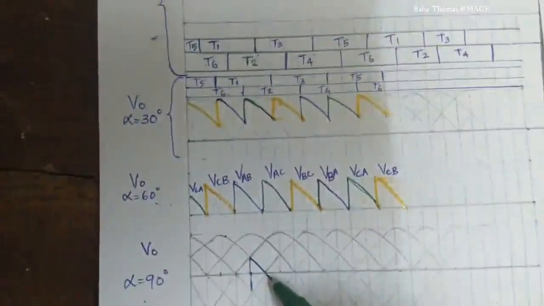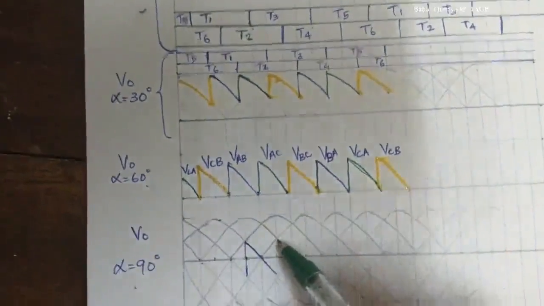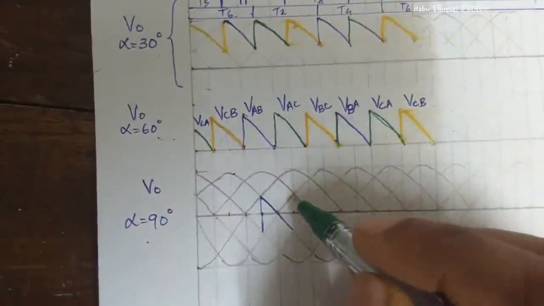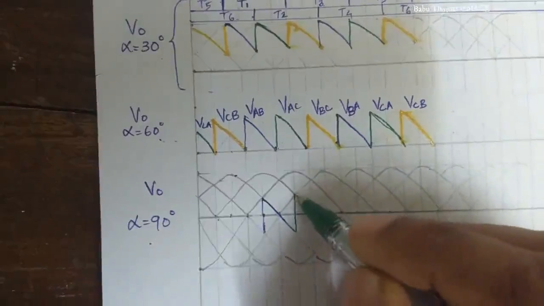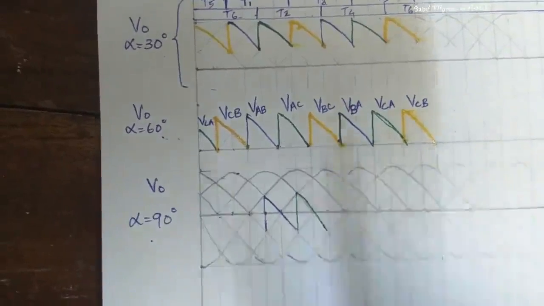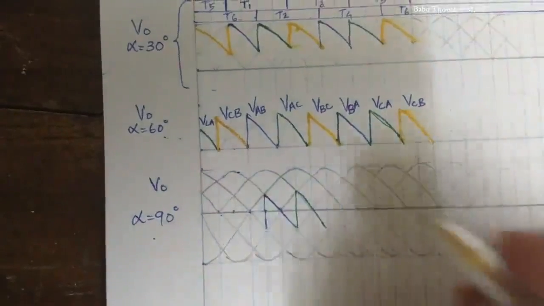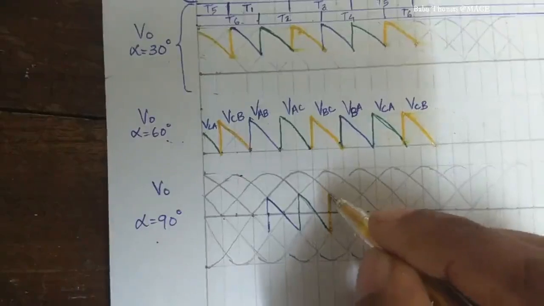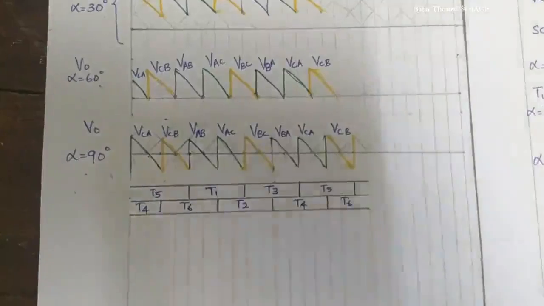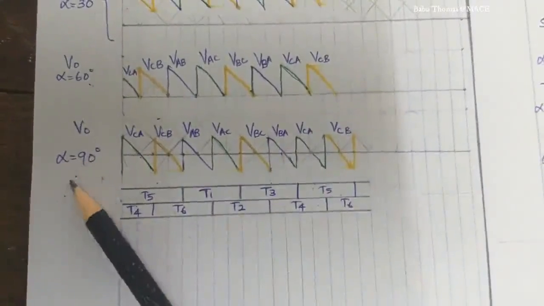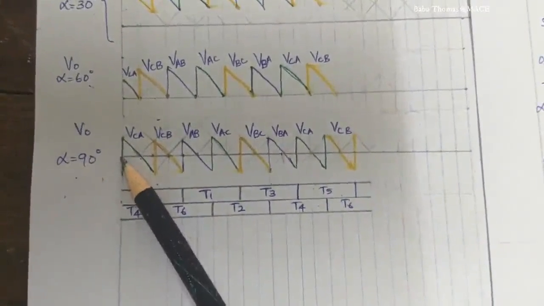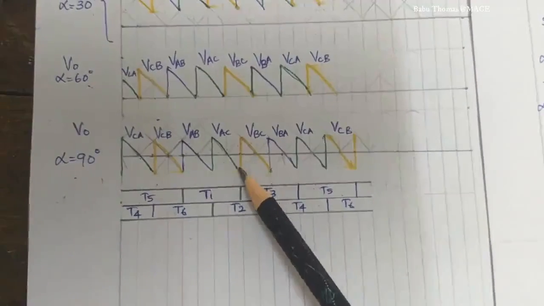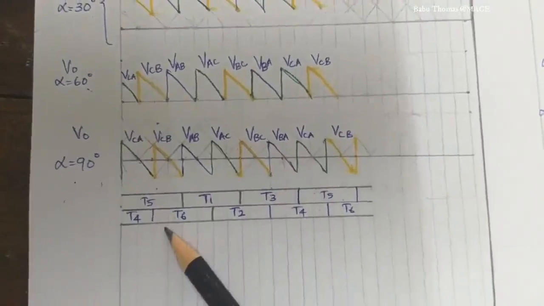So after VAB, VAC is nothing but this one. So from here to here I can plot VAC. Again the next set of thyristors comes into picture and you will get it for VBC. So this is how it looks for alpha equal to 90 degrees. The average output voltage is 0 because on either half you can see that the area is the same, and this is the firing sequence of the thyristors.